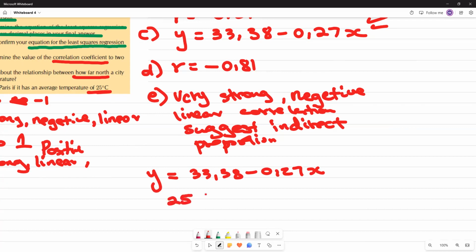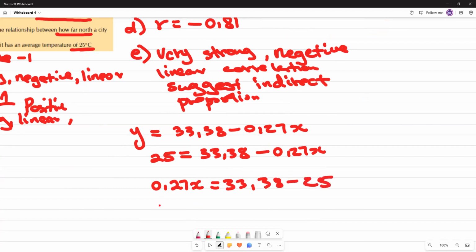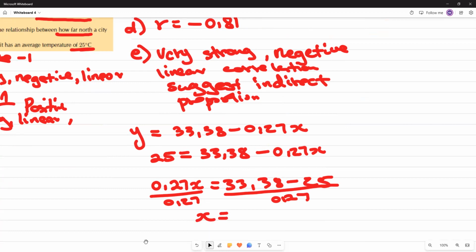So we're going to say 25 equals to 33.38 minus 0.27x, right? And then from here, we can easily solve for x, right? So I'm going to take this side, so which is positive 0.27x equals to 33.38 minus 25. I took the 25 that side, and then I divide everything by 0.27 so that the x can remain alone, 0.27. Then x equals to, let's see what x is going to be equals to.